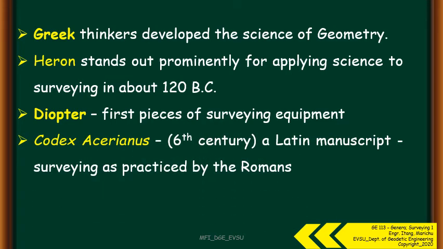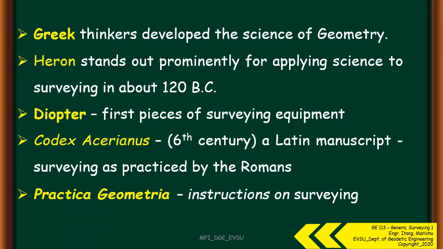We have the Codex Assyrianus, a 6th century manuscript on surveying as practiced by the Romans. What the Romans practiced was written in the Codex Assyrianus. Then there is Practica Geometriae, which is like a book in which the instructions on surveying are written, on how a survey is done.